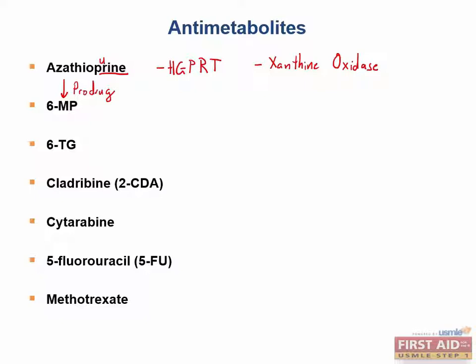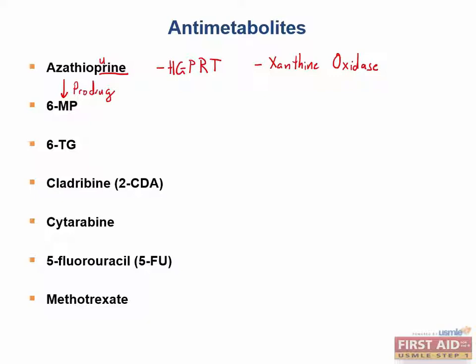6-thioguanine, on the other hand, belongs to the same family as azathioprine and 6-mercaptopurine, but it is not metabolized by xanthine oxidase. This means it's okay to give with allopurinol. Side effects include leukopenia, thrombocytopenia, and megaloblastic anemia. It also has cerebellar toxicity.